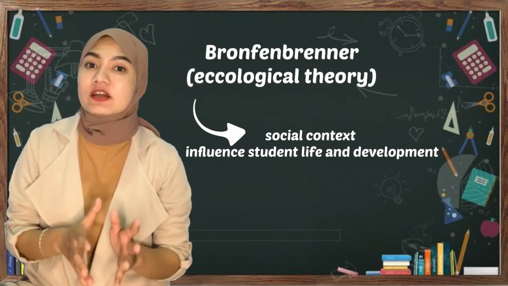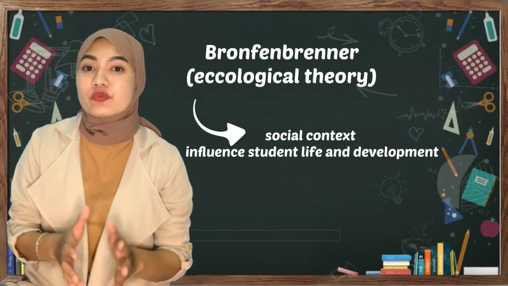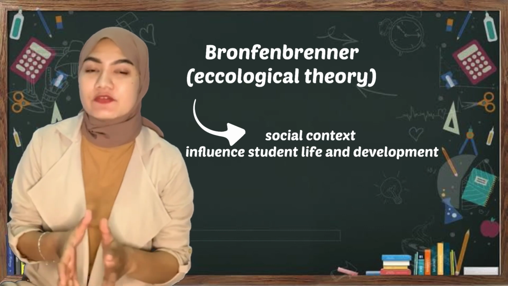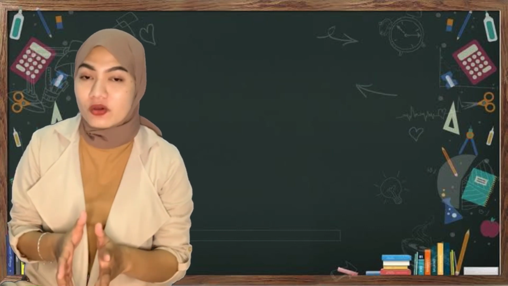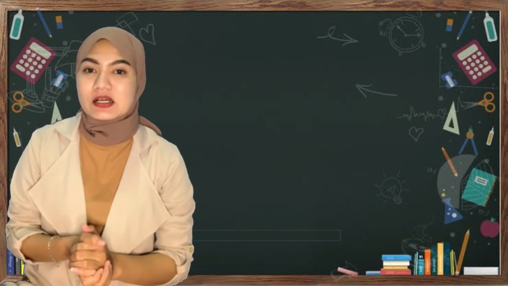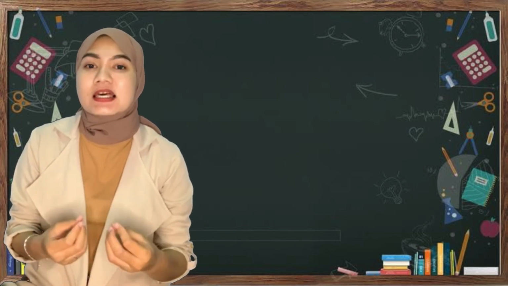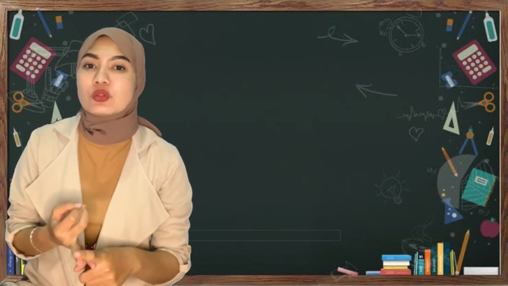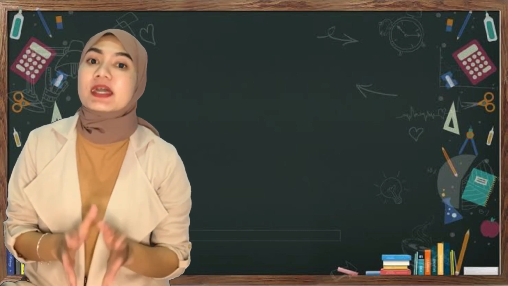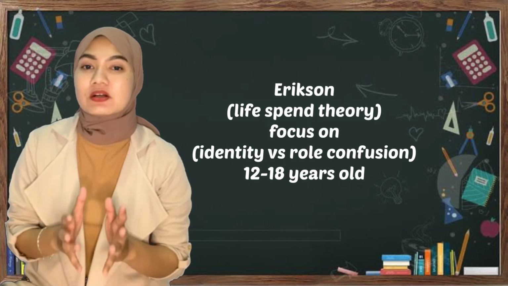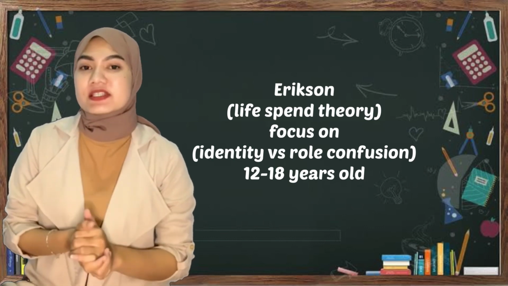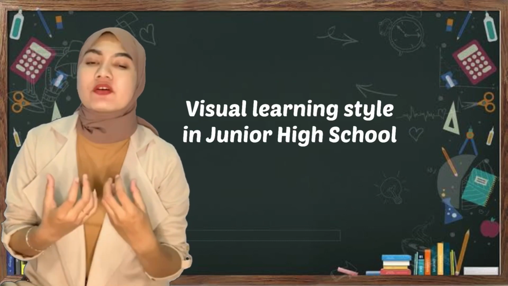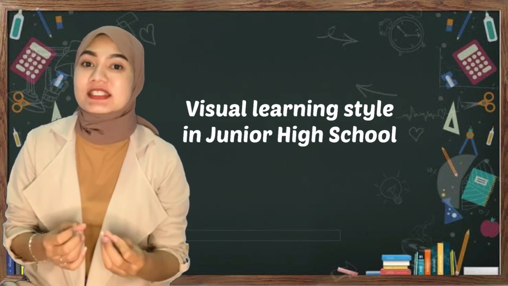In Bronfenbrenner's ecological theory, teachers will know that social context is an important influence on the student's life and development, because in this theory, it is explored that students spend a lot of their time in their school, family, and also their neighborhood. As for Erikson's theory, the suitable context is identity versus role confusion, because in this video we will explore and discuss the visual learning style for students in junior high school.